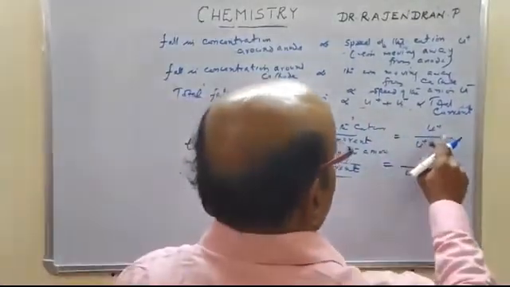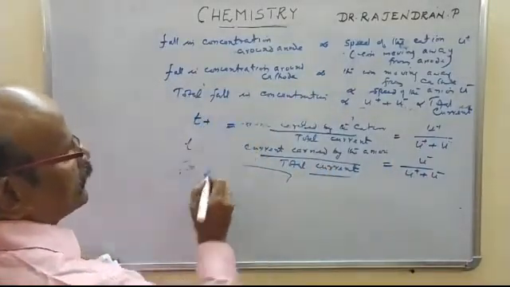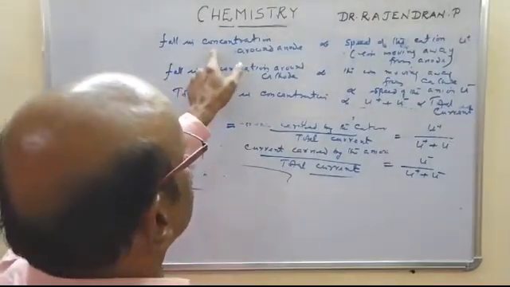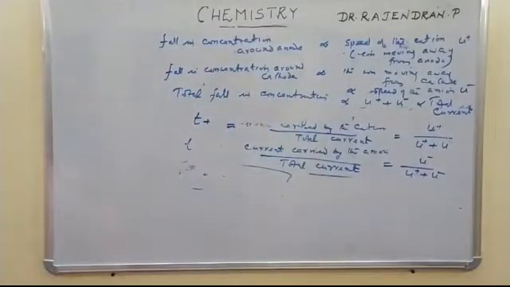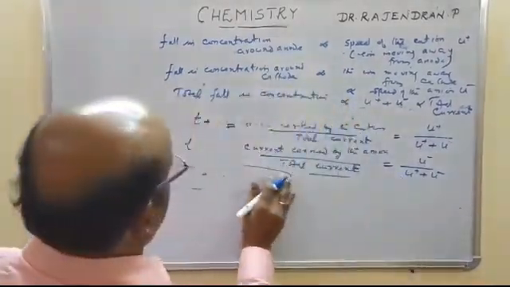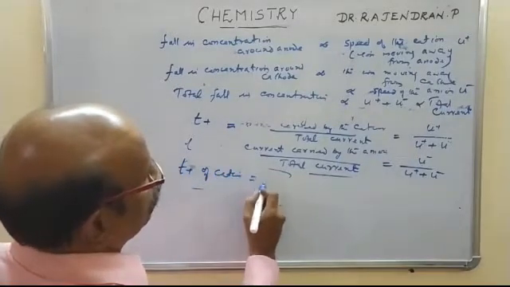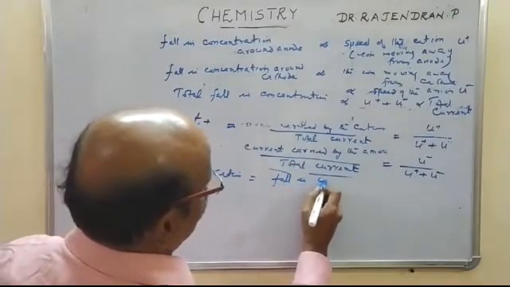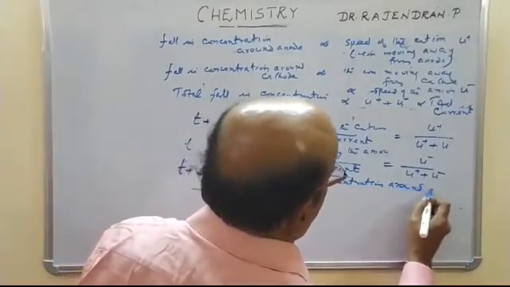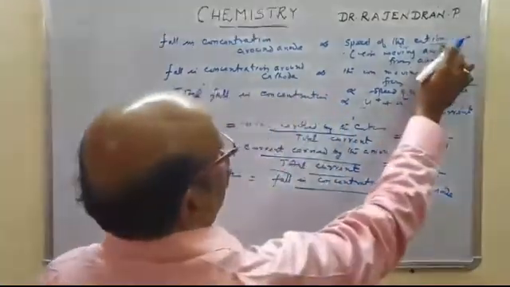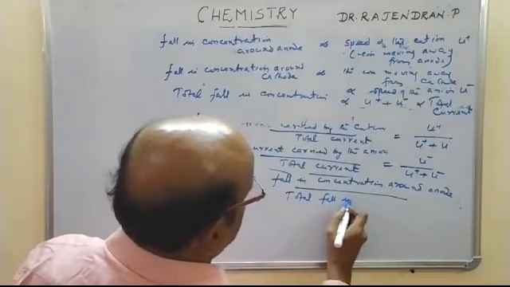Therefore, you have to know that the transport number of the cation, T plus, can be determined by simply measuring the falling concentration around the anode and the total falling concentration. So you have to remember, the equation can be modified as: transport number T plus of the cation is equal to the fall in concentration around the anode divided by the total fall in concentration.